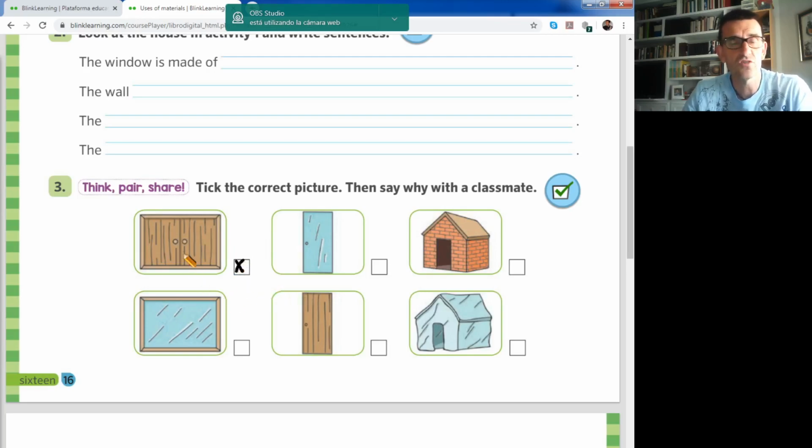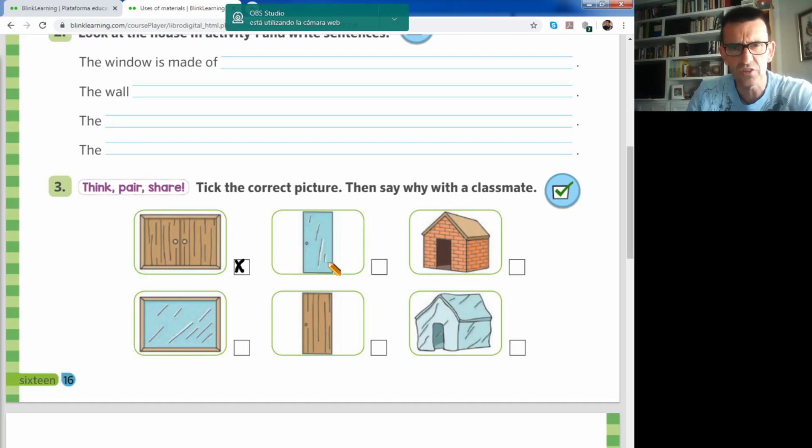Ahora. Because the windows are made of glass, no of wood, no de madera. What about this? Discuss with your dad. Discute con tu papá o con tu mamá. Discuss with your dad. What do you think about the door? The door made of glass. Una puerta hecha de vidrio, de glass.